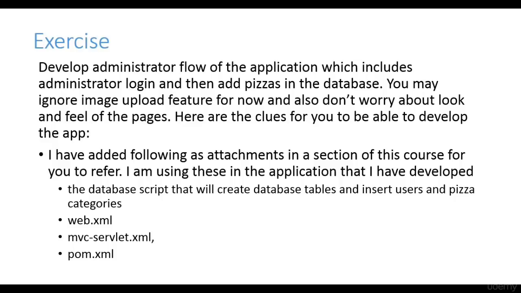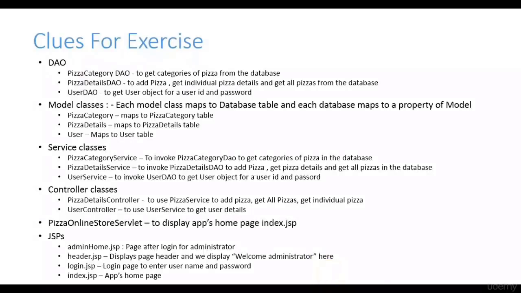Here are the clues for you to be able to develop the app. In a section of this course, I have attached the database script that creates all the database tables and adds initial data like users and pizza categories in the database, and also web.xml, MVC servlet.xml, and POM.xml that I am using in my online pizza store application. Here you can see all the Java classes and JSPs you may need to create to develop this exercise.